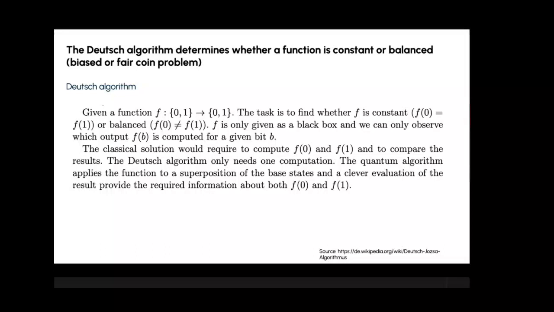The quantum algorithm applies the function to a superposition of the base states, and a clever evaluation of the results provides the required information about both outcomes of the function. This is the key, ladies and gentlemen, how quantum computing works, that you basically set up a circuit that allows you to find something with fewer measurements than you would have to do with a classical computer. And that was the idea of Deutsch.